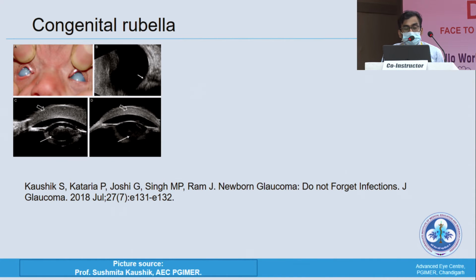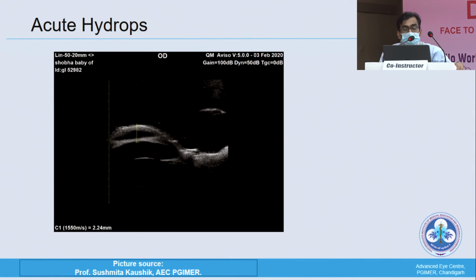Congenital rubella, ma'am did extensive work on this. This is a poor prognosis case. UBM helped to diagnose the congenital cataract, which is also part of congenital rubella syndrome. If we miss the cataract, visual rehabilitation will be difficult, so you need to diagnose it before your surgery, even before doing the primary procedure. In this picture you could see a hypoechoic area that is suggestive of fluid between the anterior and posterior stroma. This is a case of acute hydrops.